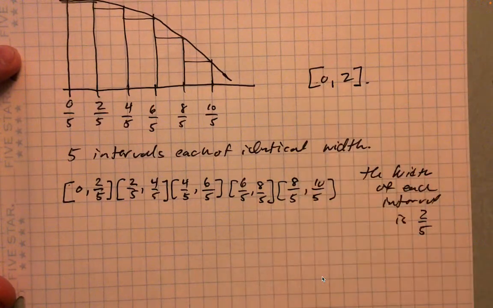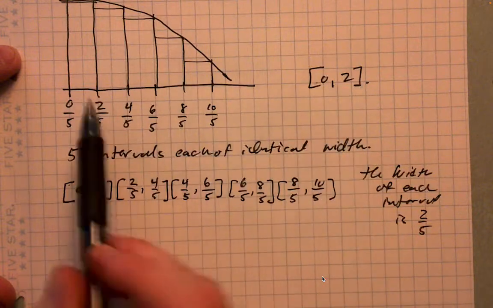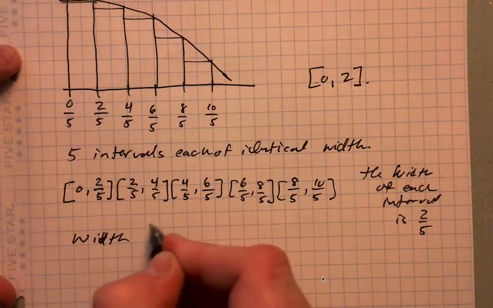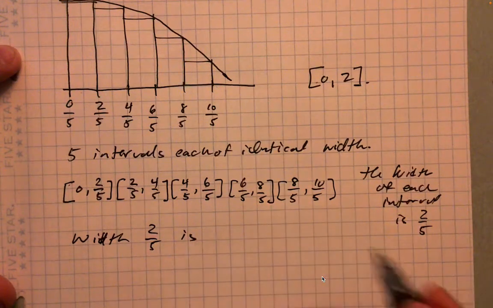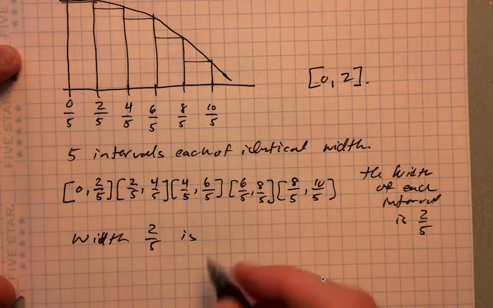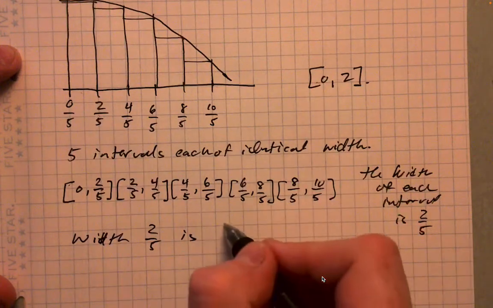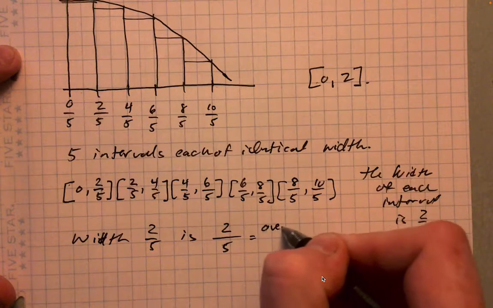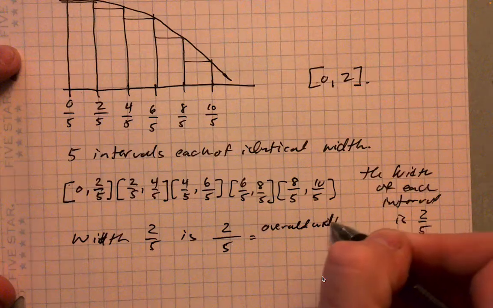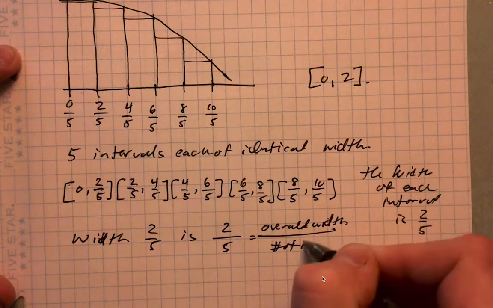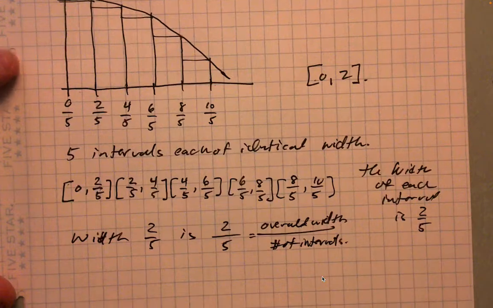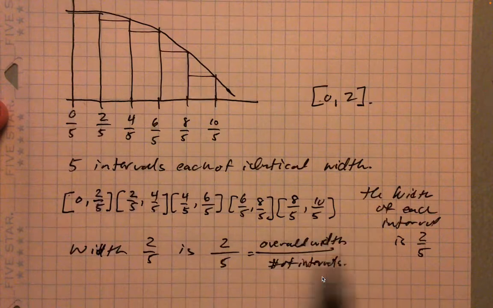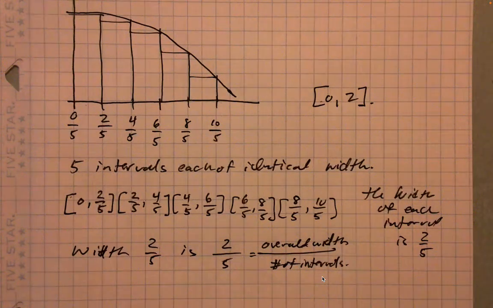So the entire stretch is 0 up to 2, and we have 5 intervals. The width is basically the width of the entire interval, 2, divided by the number of intervals. So the overall width divided by the number of intervals. I'm taking my time and making sure that this construction is clear and pointing out some of the key little pieces here.